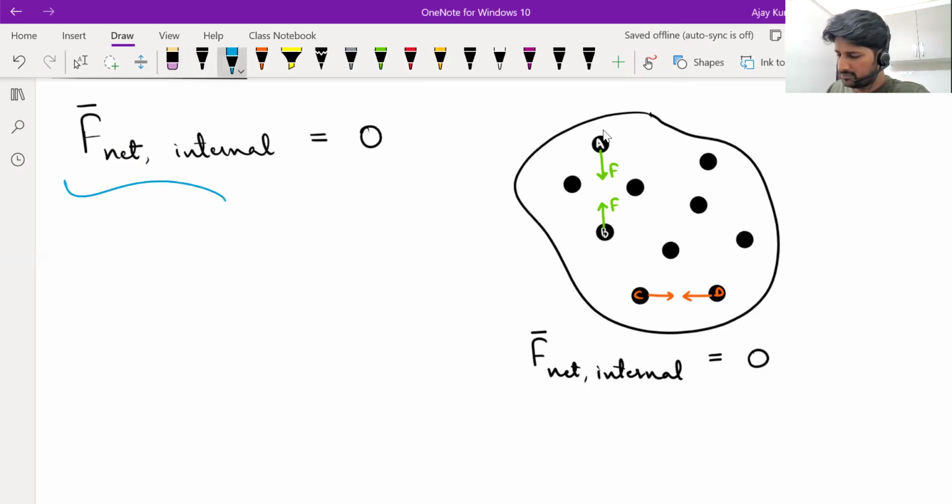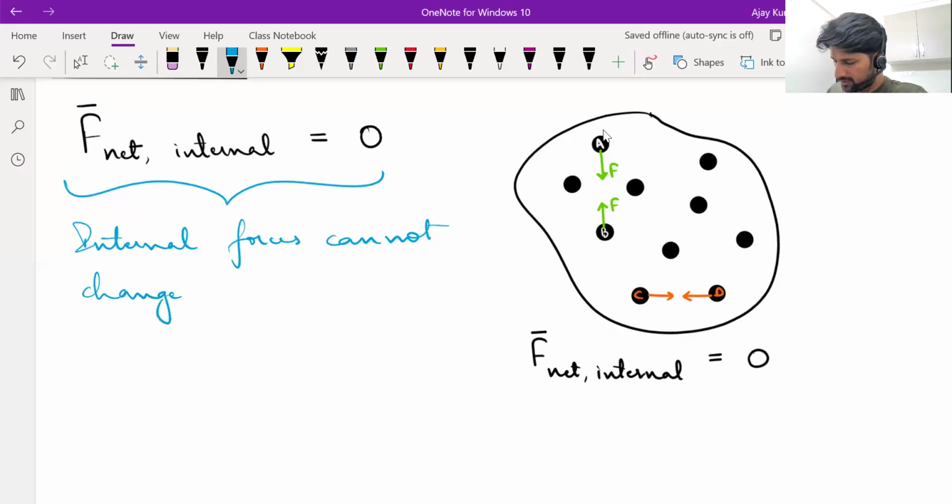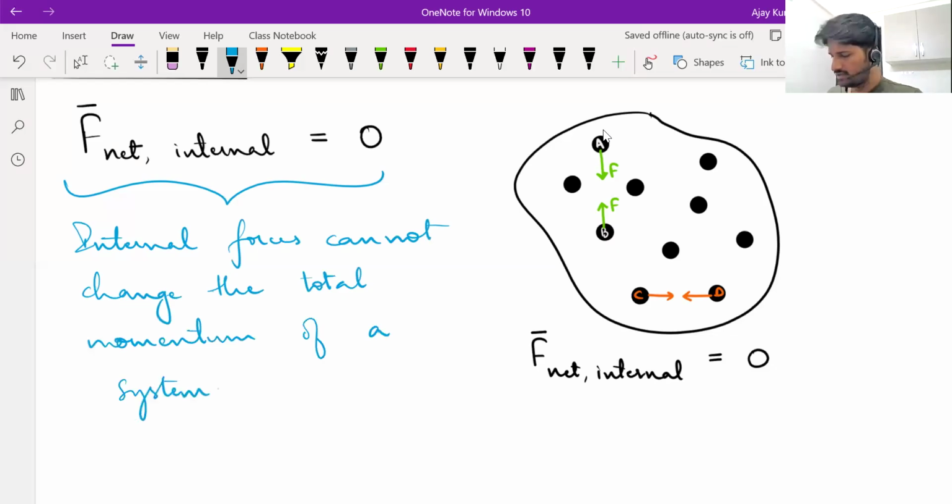So from this we can conclude that internal forces cannot change the momentum of a system. Cannot change the total momentum of a system. If a system's momentum is changing, it only happens due to external forces, not due to internal forces. Fine.